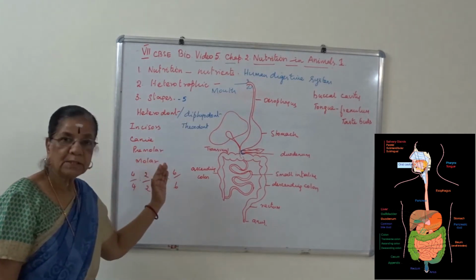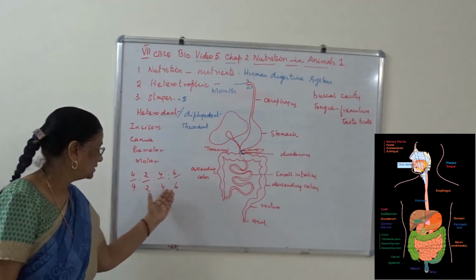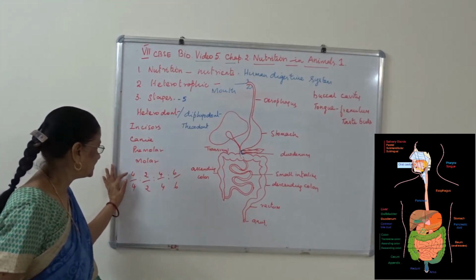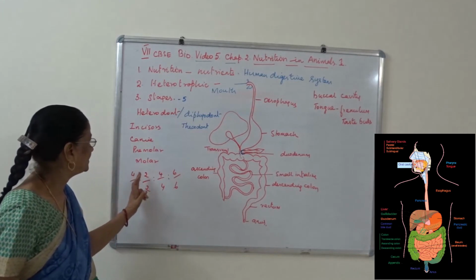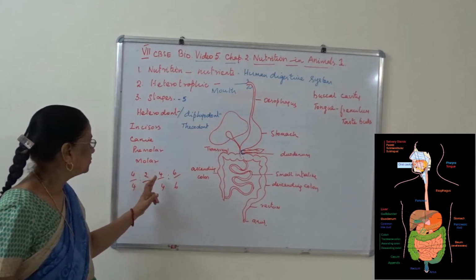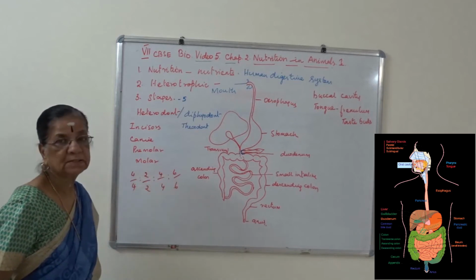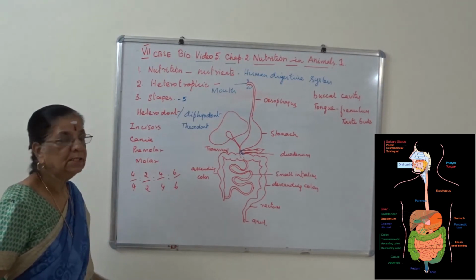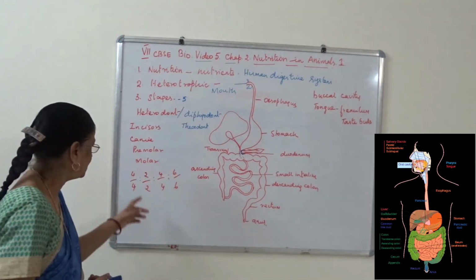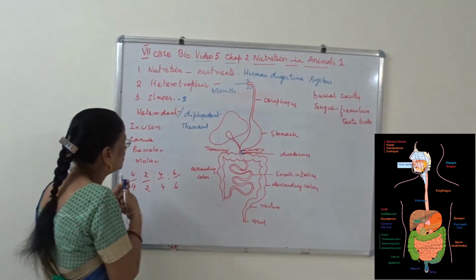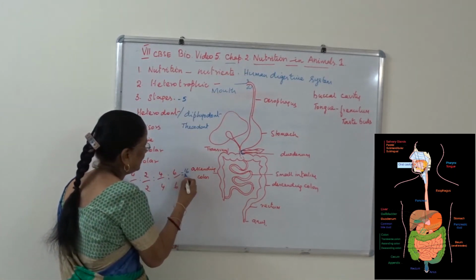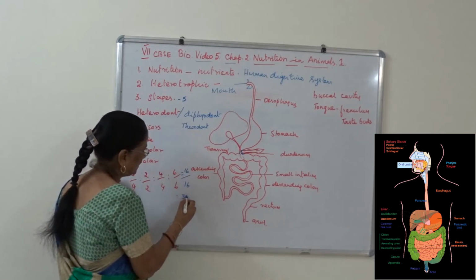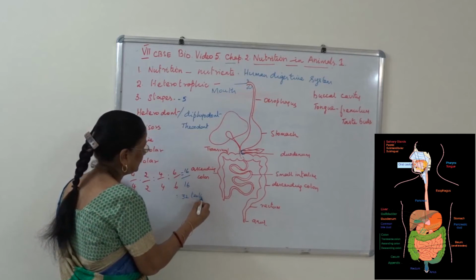The upper number is for the upper jaw, and the lower one is for the lower jaw. Right? So 4 incisors, 2 canine, 4 premolar and 6 molars. Same way 4 to 4, 6. So totally 16 in the upper jaw. 6, 10, 16. So 16 teeth in the upper jaw and 16 in the lower jaw. So totally there are 32 teeth in human.